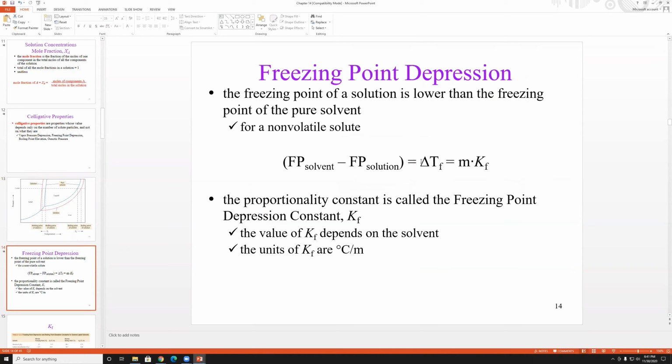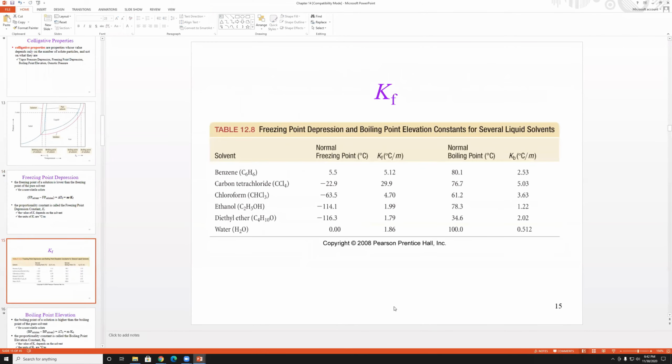So here is the formula for that. And I think you'll be given this formula, but it's pretty easy to know. It is delta T, meaning the temperature change of the freezing point, equals the molality times the Kf, which is the freezing point depression constant. And that is solvent dependent. So if it's water, it's a certain number. If it's CO2, it's a certain number. So here are those numbers.